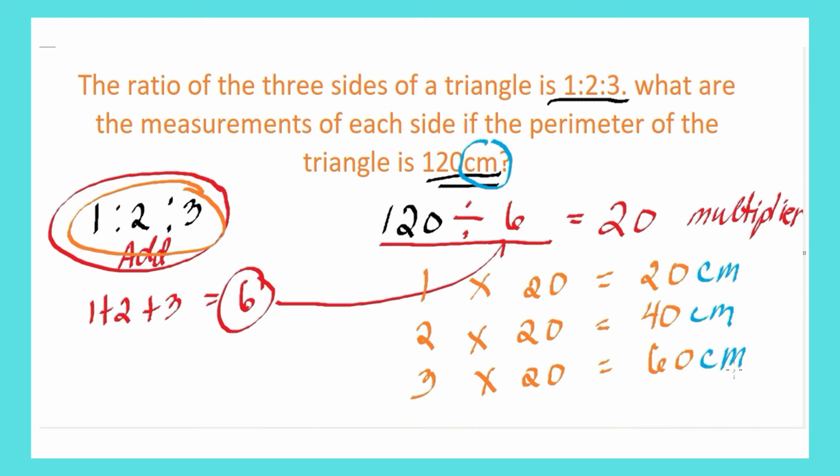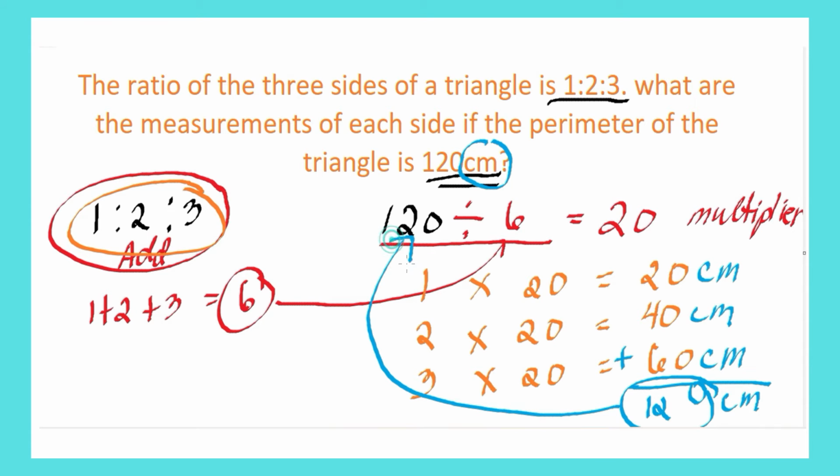Now let's check if your answer is correct. Let's add these products. So we got 0 here, 2, 4, 6, and we got 120. 120 centimeters, that is correct.